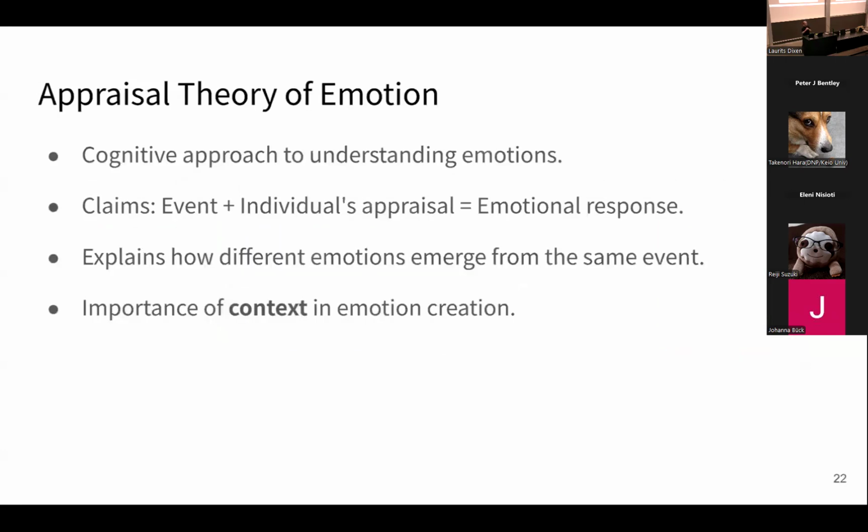And so we came up with an agent architecture inspired by the appraisal theory of emotion, which is a cognitive approach to understanding emotions. It claims that events and the individual's appraisal of the event is what triggers the emotional response. And it can explain how different emotions emerge from the same event for different individuals. It highlights the importance of context in emotion.